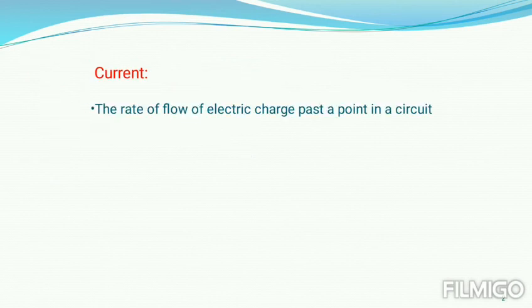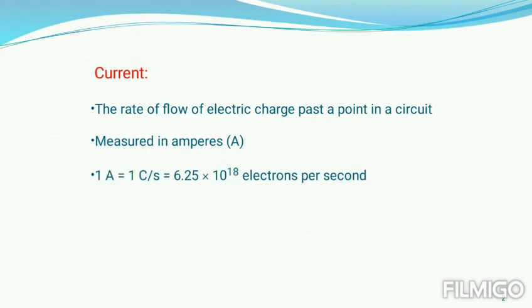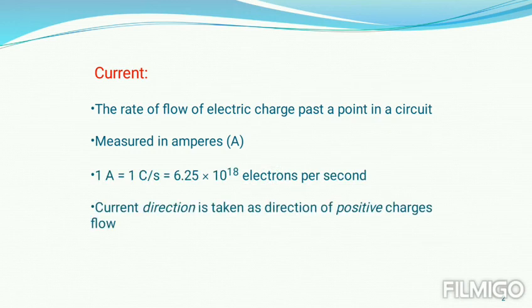First of all, let us understand the definition of current. It is the rate of flow of electric charge or charge per second. It is measured in amperes, and 1 ampere is said to be 1 coulomb per second, which is equal to 6.25 into 10 to the power of 18 electrons per second. Generally, the current direction is taken as the direction of positive charges flow in a circuit.